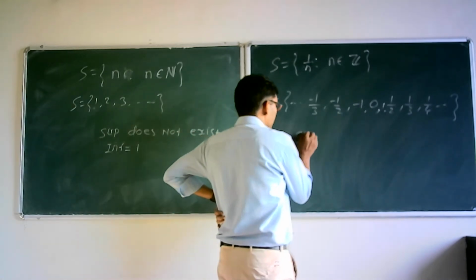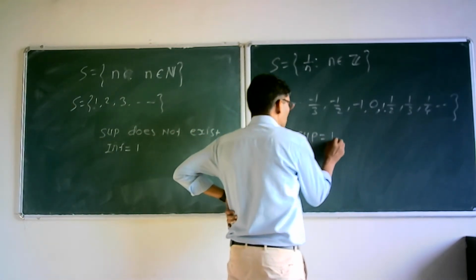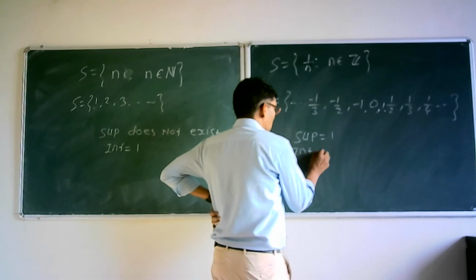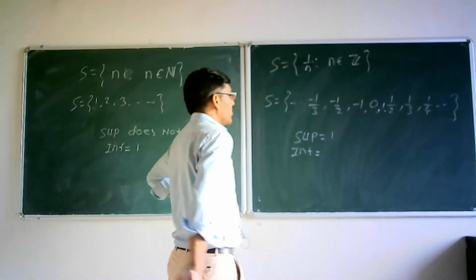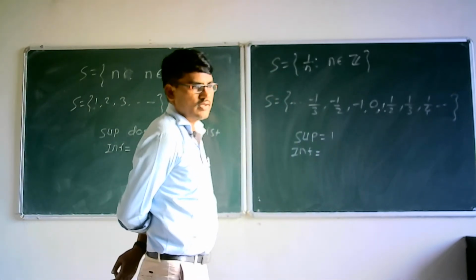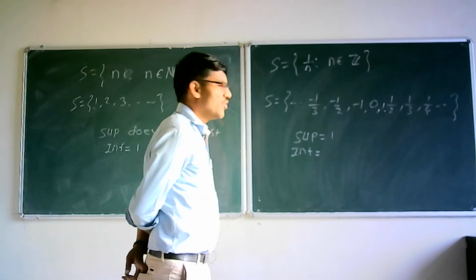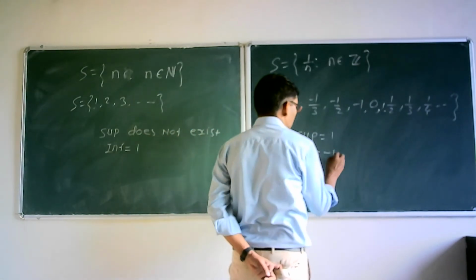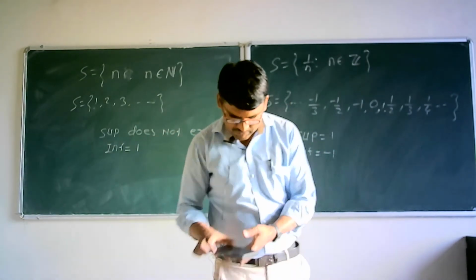So what is the supremum here? Supremum is equal to 1. And what is the infimum? All these numbers are greater than or equal to minus 1. So infimum here is minus 1. Take one more example.